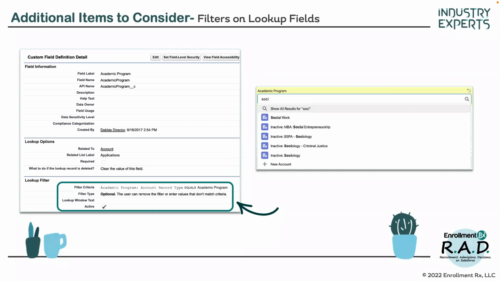So again, if you have lookup fields, take a second and go through them and make sure that when people are searching for what they're looking for, you narrow it down so they're not sifting through a bunch of information they really don't need to see, which just slows down the process for them to make an update.